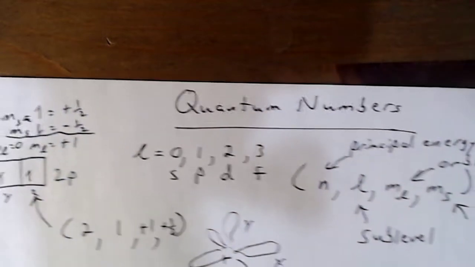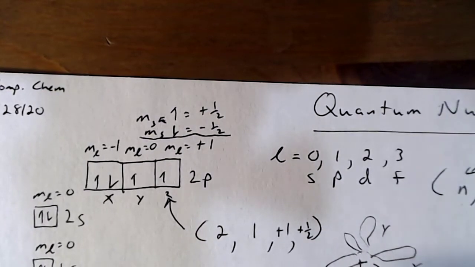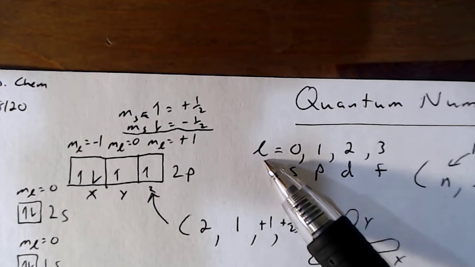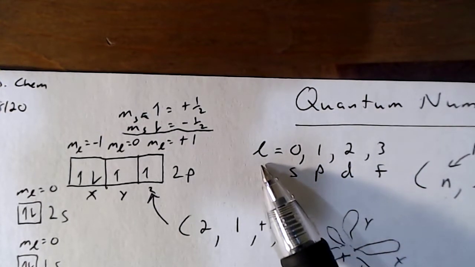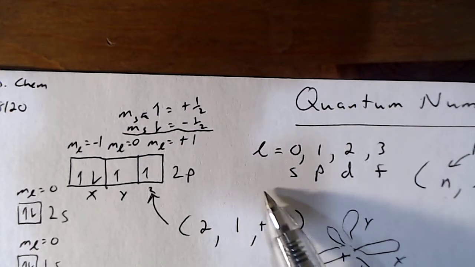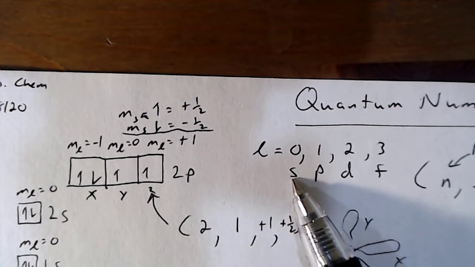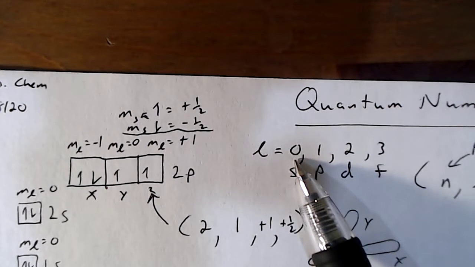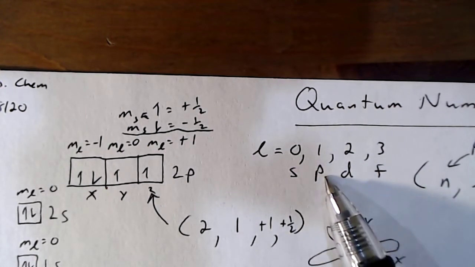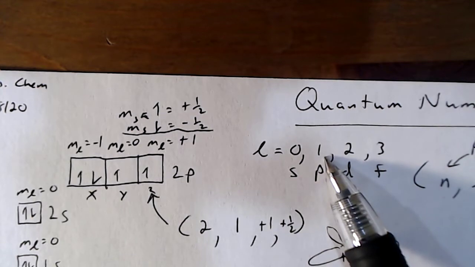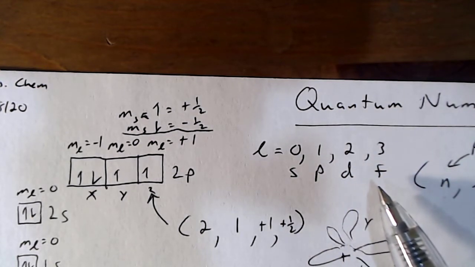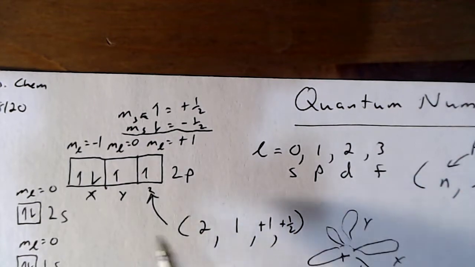So let's take a look at a couple possibilities, or a couple kind of facts. If you're talking about an electron in an S sublevel, then its angular momentum quantum number is 0. If it's in the P sublevel, then it's 1, D it's 2, F it's 3. That's kind of like a memorized thing.